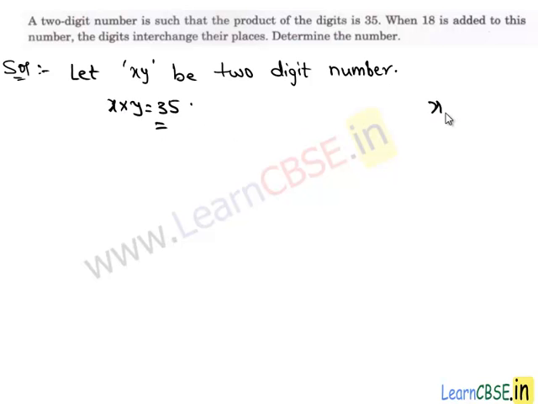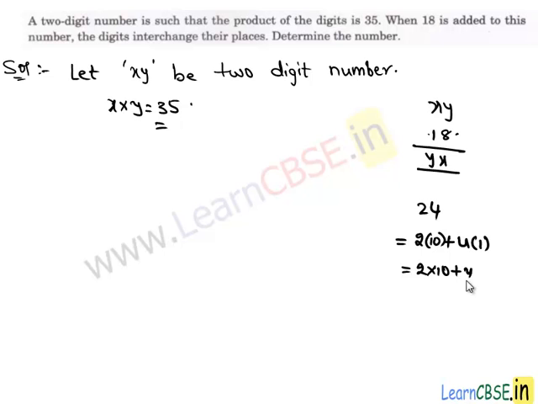And when 18 is added to this 2-digit number, the digits interchange their places. That means the number formed is yx. So we cannot simply add 8 to y and 1 to x. So we determine the number. Suppose we have a number which is 24. We can write 24 as 4 times 1 since it is in the ones digit. Similarly, 2 is in the tens digit, so 2 times 10. So we can write this number as 2 times 10 plus 4.